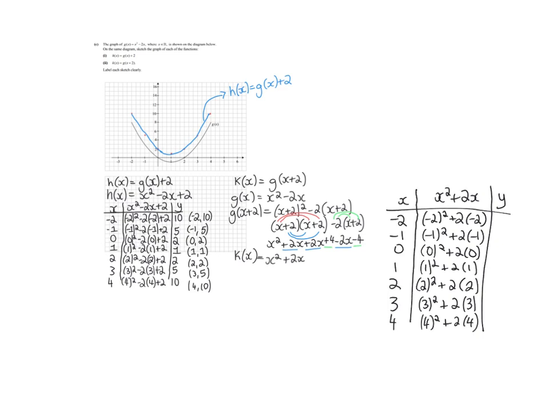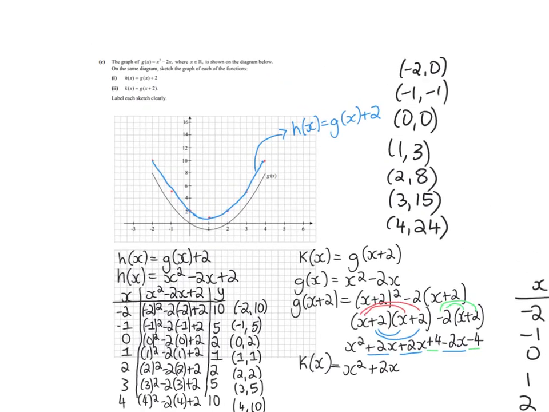Typing these into your calculator then, for minus 2 you're going to get an answer of 0, for minus 1 you're going to get an answer of minus 1, for 0 you're going to get an answer of 0, for 1 you're going to get an answer of 3, for 2 you're going to get an answer of 8, for 3 you're going to get an answer of 15, and for 4 you're going to get an answer of 24. Then, writing out these points, we have minus 2, 0, minus 1, minus 1, 0, 0, 1, 3, 2, 8, 3, 15, and 4, 24.